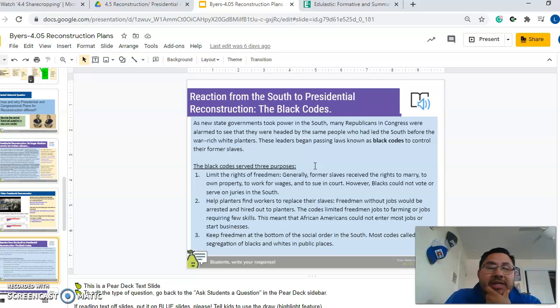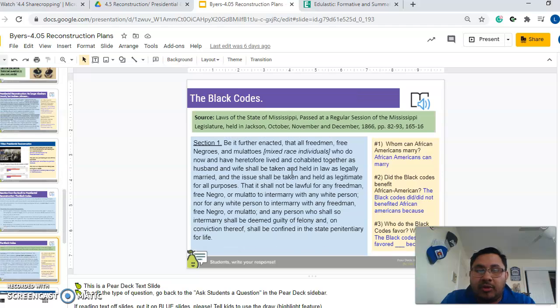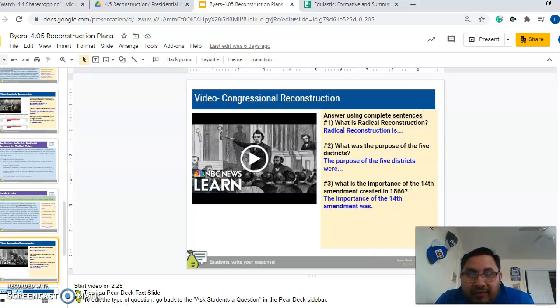The second document that you're gonna see is this reaction to the presidential reconstruction, which leads to the black codes. The black codes were a system that oppressed African Americans. These were local legislation. So the one that you're seeing on slide number 13 is from Mississippi, and this is a set of rules that basically oppress African Americans. So please read them through, answering the questions on slide 14. You're gonna go in detail over one of the black codes, and after that, you're gonna watch Congressional Reconstruction.